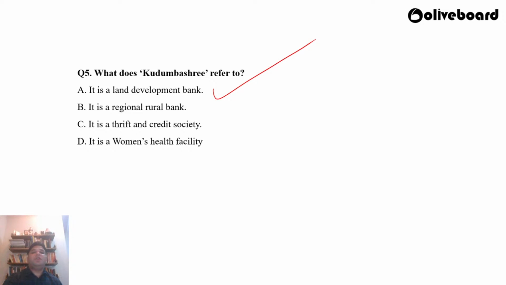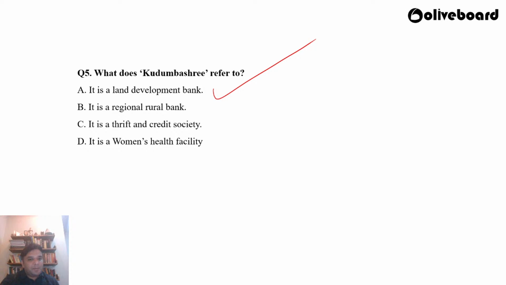What does Kudumbashri refer to? Option number A, it is a land development bank. Option number B, it is a regional rural bank. Option number C, it is a thrift and credit society. Option number D, it is a women's health facility. What does Kudumbashri refer to?